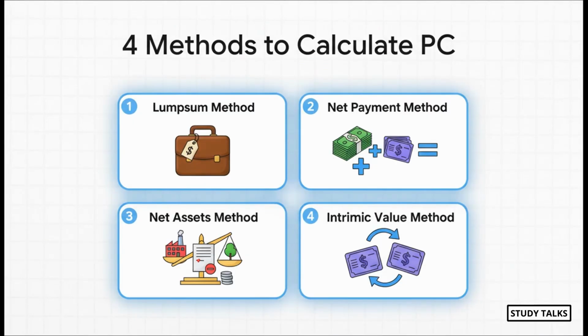Now, there are 4 main ways the exam question might ask you to calculate this PC. Lump sum is the easiest. It's just a single fixed number. The net payment method is the one you'll see most often. You just add up every single thing given to the shareholders. Then there's the net assets method, where you figure out the value of the assets you got minus the liabilities you took on. And finally, the intrinsic value method, which is all about figuring out a fair share exchange ratio. Let's see how they work.